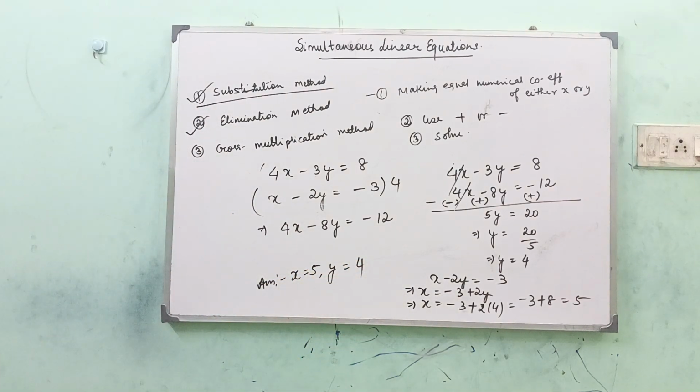This was the solution we got initially when we eliminated the y. So here we eliminated the x, and the previous time we eliminated the y. So here also we got the same answer, that is x is equal to 5 and y equals to 4. Alright, I hope it is clear now, both the equations.